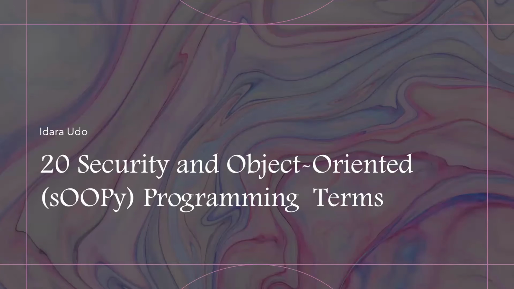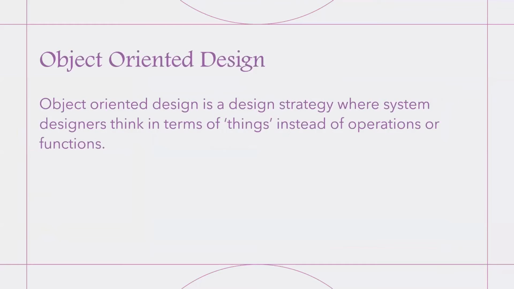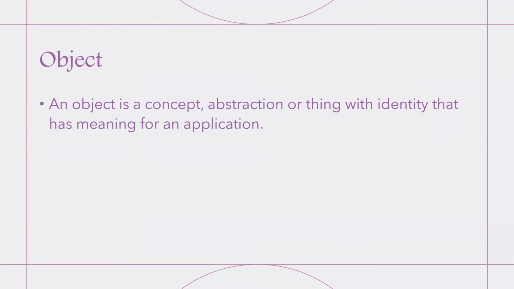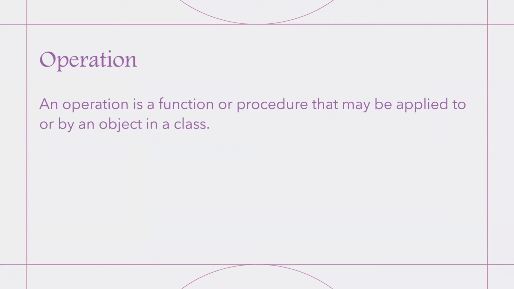We're going to be looking at 20 security and object-oriented programming terms. Object-oriented design is a design strategy where system designers think in terms of things instead of operations or functions. An object is a concept, abstraction, or thing with identity that has meaning for an application. An operation is a function or procedure that may be applied to or by an object in a class.